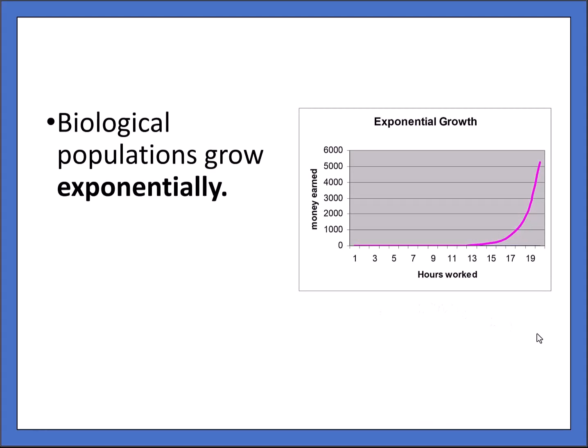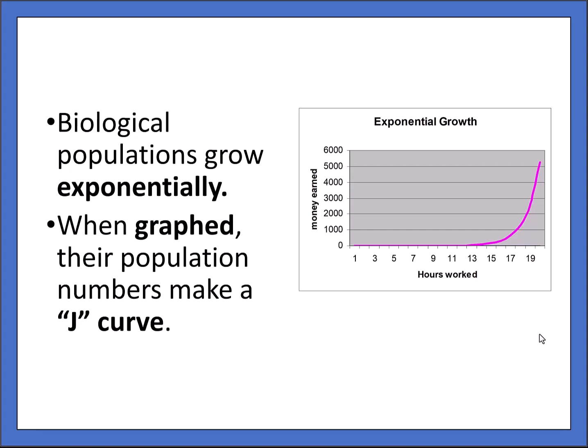Biological populations grow exponentially. They don't grow with linear growth. Almost all of the time, they are growing in an exponential pattern when they are in an environment that has unlimited resources. When graphed, their population numbers make a J curve. So that's pretty easy to understand why this is called a J curve of exponential growth.